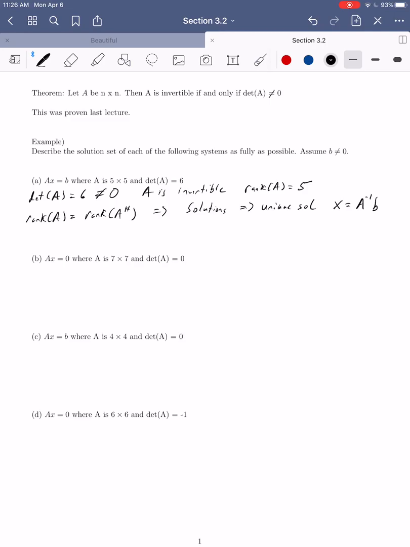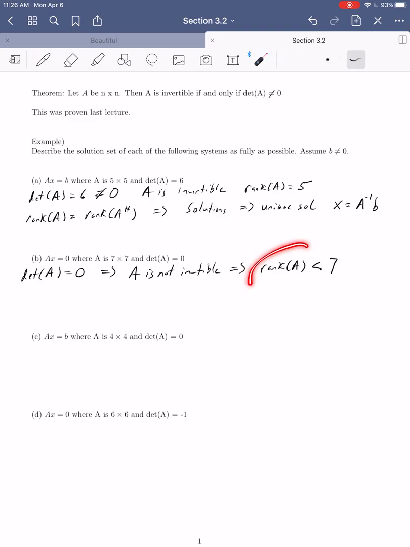All right, let's look at the next one. AX equals 0, so this is a homogeneous system, where A is 7 by 7 and the determinant of A is 0. So determinant A equals 0 implies A is not invertible. So what does that tell us about the rank of A? That tells us that the rank of A must be strictly less than 7. In other words, it does not have full rank. All right. Is it possible, though, that the rank of A augmented is going to be larger than this rank?